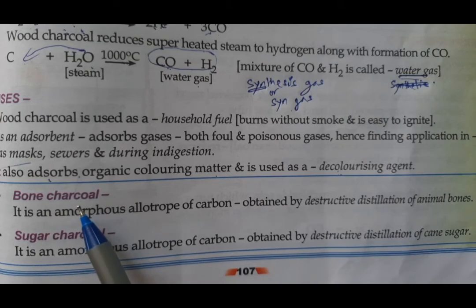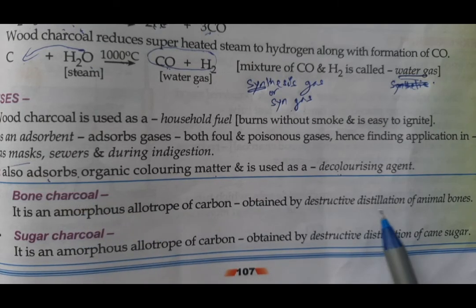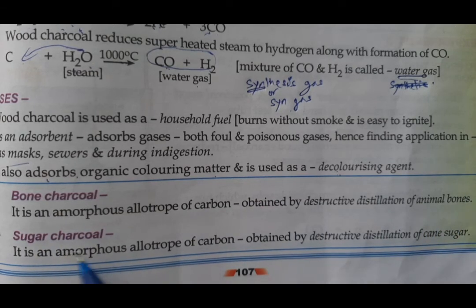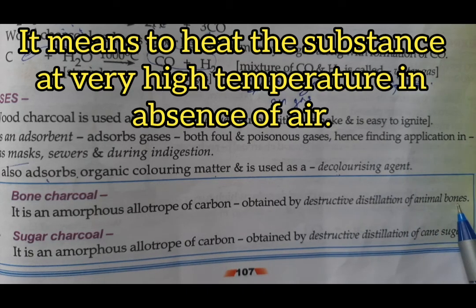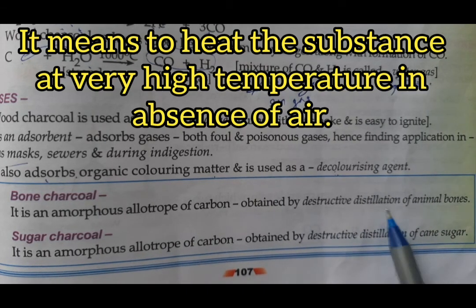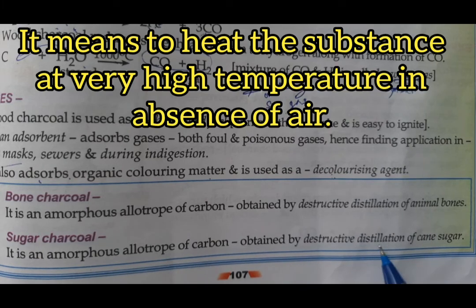To remember, wood charcoal we have finished. Now bone charcoal is prepared by destructive distillation of bone. Because bone charcoal is made from bone, sugar charcoal is made from sugar cane or cane sugar, you can say. So what is destructive distillation of animal bones? It is a process in which animal bone is heated at very high temperature in absence of air. And what does destructive distillation of cane sugar mean? It is a process in which cane sugar is heated at very high temperature in absence of air.